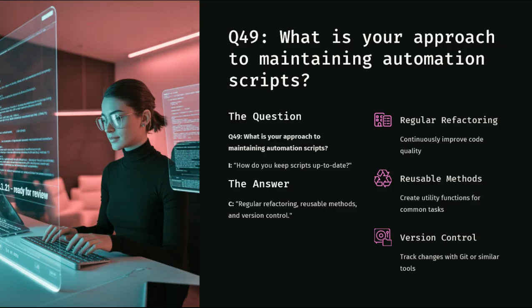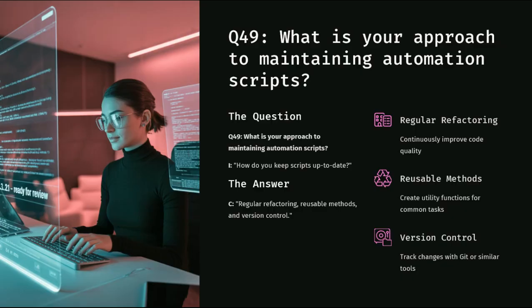Next, what is your approach to maintaining automation scripts? The answer is regular refactoring, reusable methods, and version control. Continuously improve code quality, create utility functions for common tasks, and then track changes with Git or similar tools.